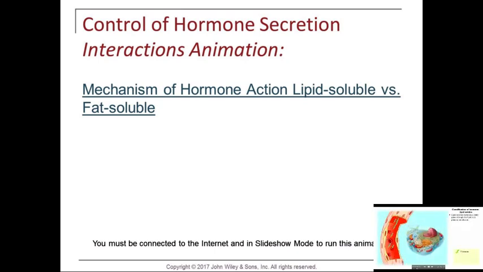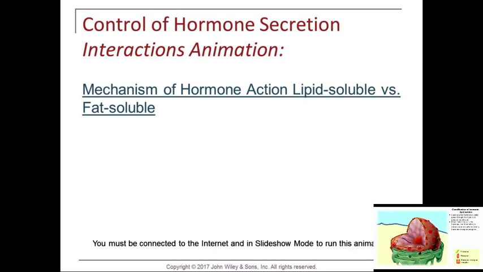Lipid-soluble hormones, such as steroids and thyroid hormones, can easily pass through the lipid-rich plasma membrane. Once inside the cell, the hormone binds with an intracellular receptor, which is either in the cytoplasm or the nucleus of the target cell. This results in the formation of a hormone receptor complex. The hormone receptor complex is transported into the nucleus. The hormone receptor complex influences gene activity, resulting in the DNA transcription and the production of messenger RNA.